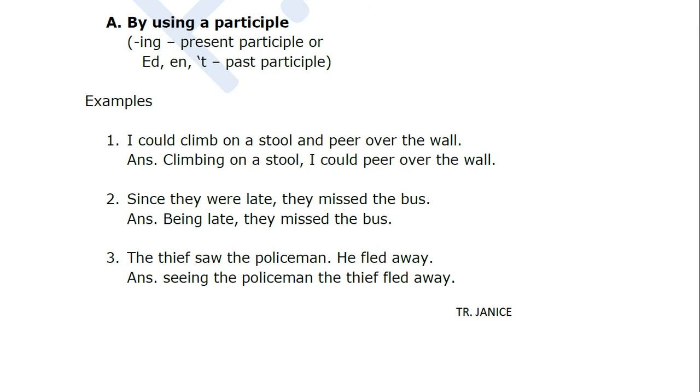Otherwise, how are you going to change it? Or how are you going to delete it? You will not know which is the verb, then how will you do it? So you have to first identify the verbs. So first verb is climb. I could climb. And second verb is peer. What are the two actions? One is to climb and one is to peer, means to peep. Look quietly over the wall. So now these are the two verbs that are there.